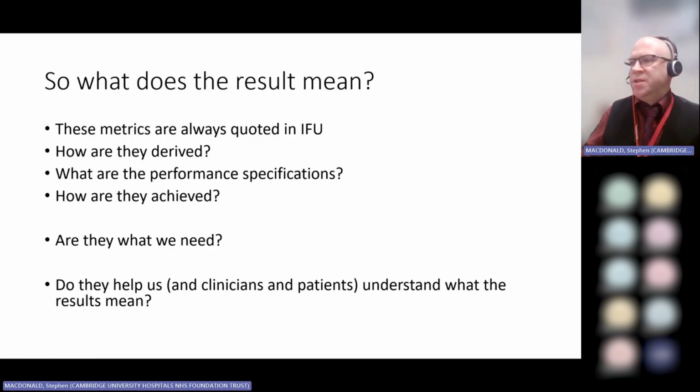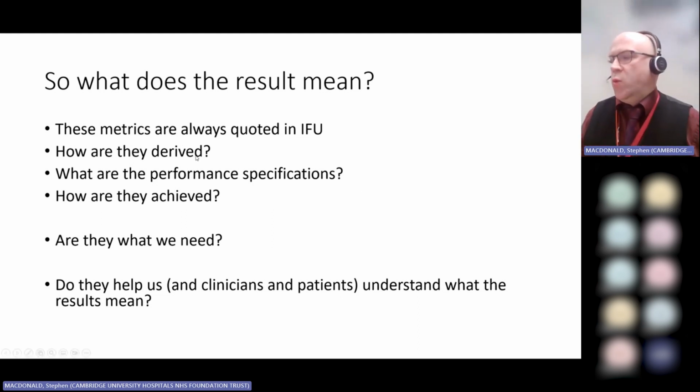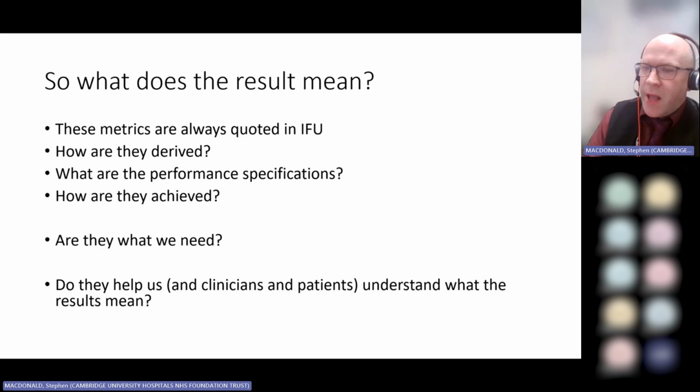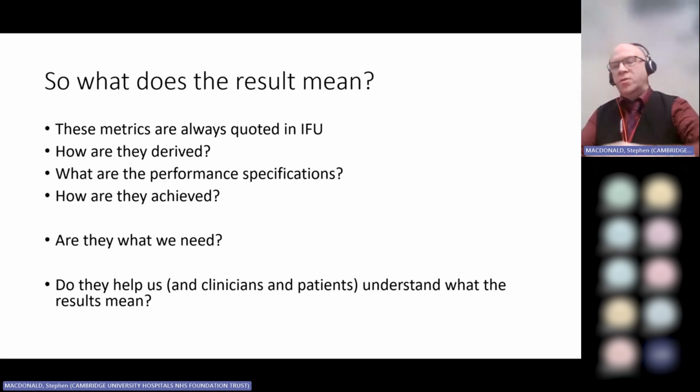So sensitivity and specificity, derivation of cutoffs are all information that we will have quoted in our instructions for use. But we are never, or very rarely, told how those metrics are actually derived, and against what performance specifications they're derived from. And how do we know that the targets set by the manufacturers are actually achieved as well?